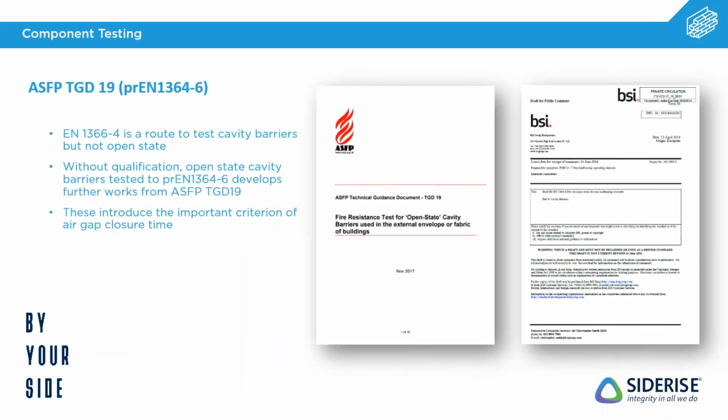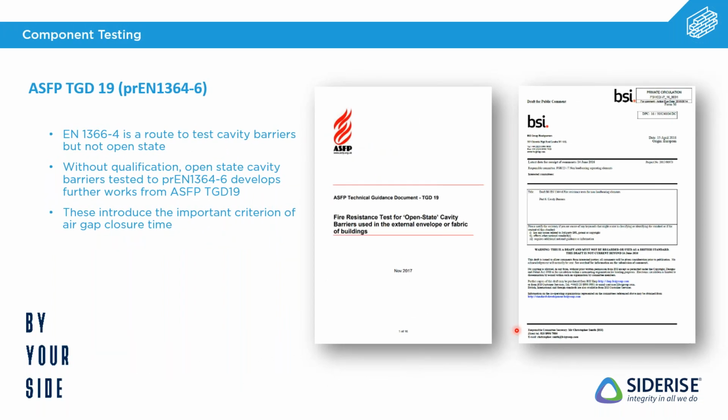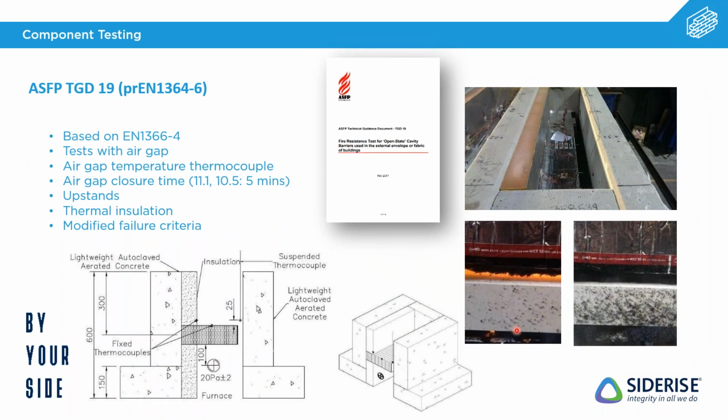As I say, that other standard, the TGD 19 for open state cavity barriers, is quite a different kind of test. And what we're looking at here is the function of that intumescent as well. So you can see there, it being for horizontal cavity barriers, you've actually got an air gap and quite a different tested arrangement. And that's all about testing the actual intumescence function as well as the core of that cavity barrier.